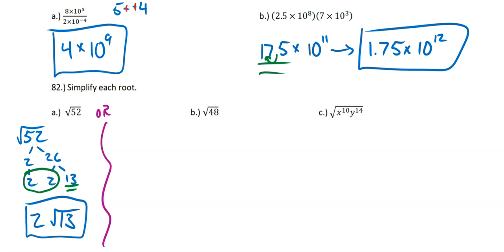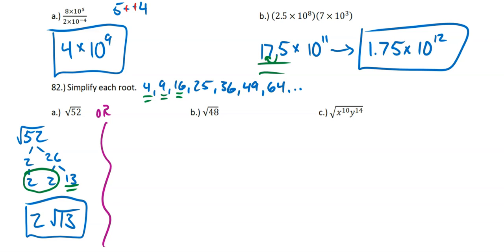Option number 2 is we look for perfect squares. Remember our list of perfect square numbers, like 2 squared is 4, 9, 16, 25, 36, 49. And that list goes on and on and on. I don't know how many you know. But I can take the square root of each of those, like here, the square root of 4 is a 2, the square root of 9 is a 3, the square root of 16 is a 4.